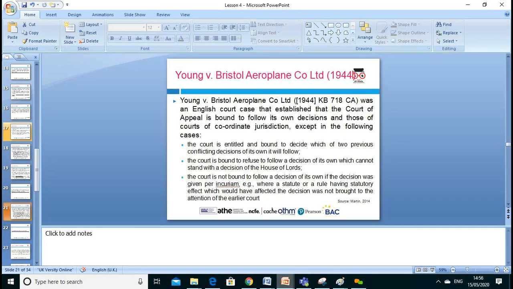Okay. Can I ask you a question, please? Yes, sure. Is there really any difference between reversing and overruling?